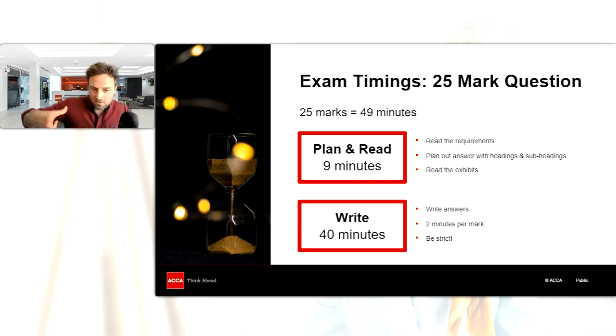Now, obviously, that 2 minutes per mark is not including the professional skills marks. They're sort of embedded throughout the questions. So I'm looking at 2 minutes per technical mark is what we're looking at there, not including the professional marks.